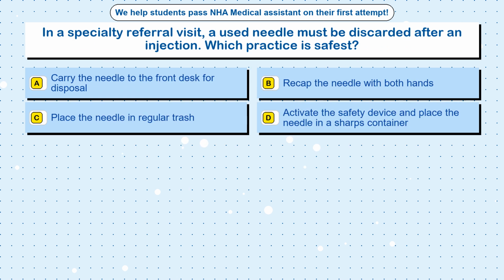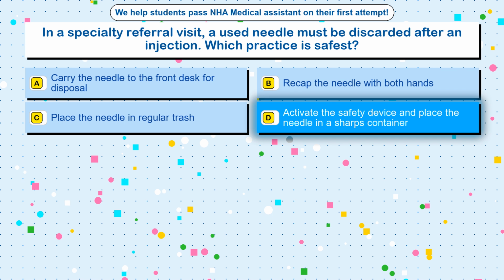Question 47. In a specialty referral visit, a used needle must be discarded after an injection. Which practice is safest? Option A. Carry the needle to the front desk for disposal. Option B. Recap the needle with both hands. Option C. Place the needle in regular trash. Option D. Activate the safety device and place the needle in a sharps container.